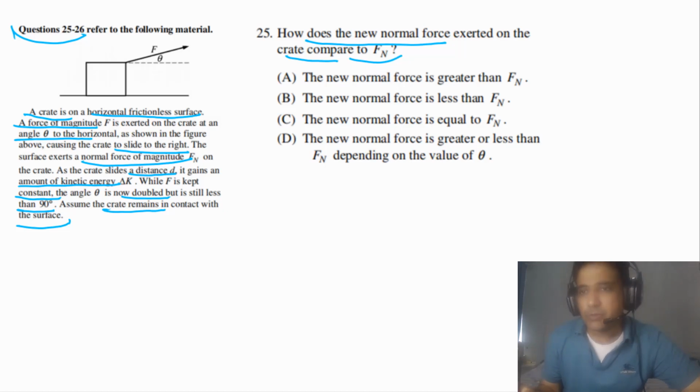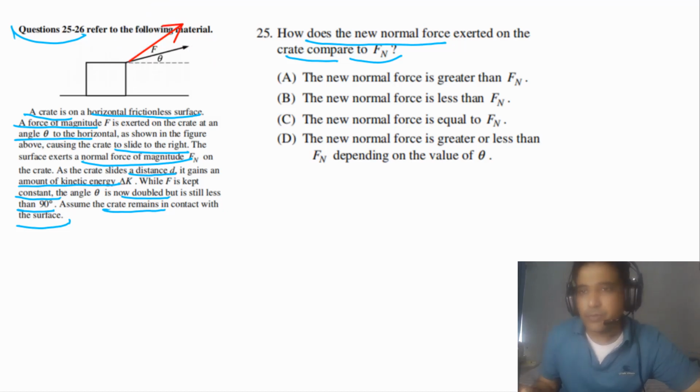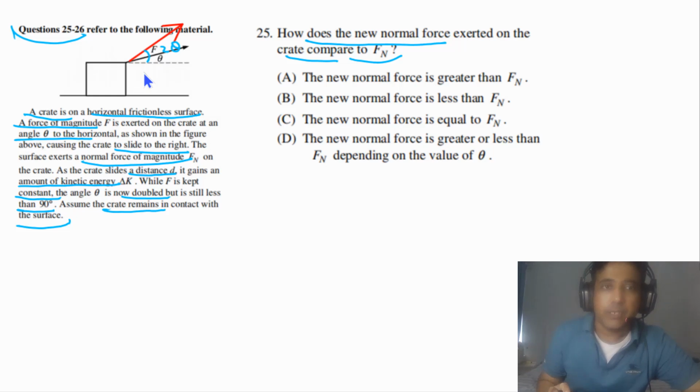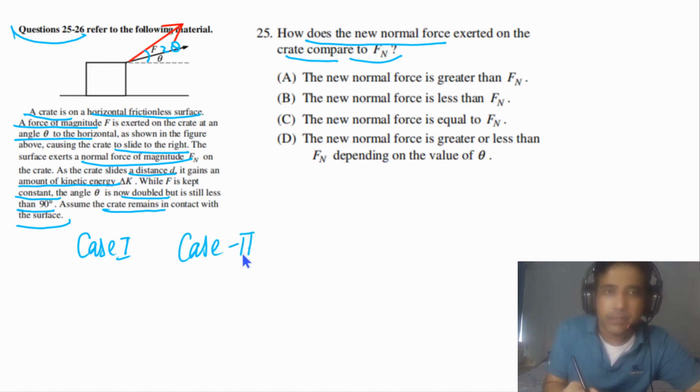So we can simply draw another line here. We increase the angle, so the angle is doubled now. Simply we can draw like this. In this case, it is given that this angle is double, and this angle is equal to theta. We need to compare the new normal force with the old one. In both cases, we can write down first case 1, and also case 2. For case 1, we need to understand mg. This is the force that is acting downwards.